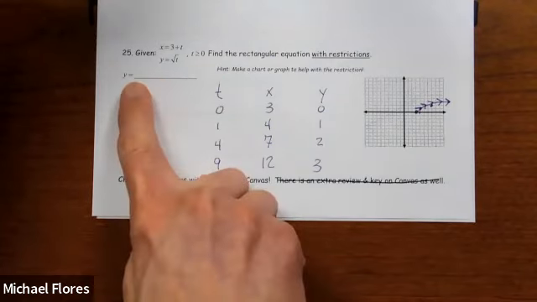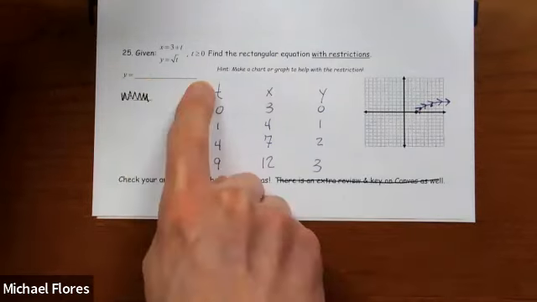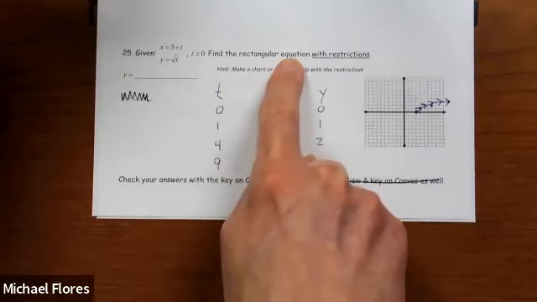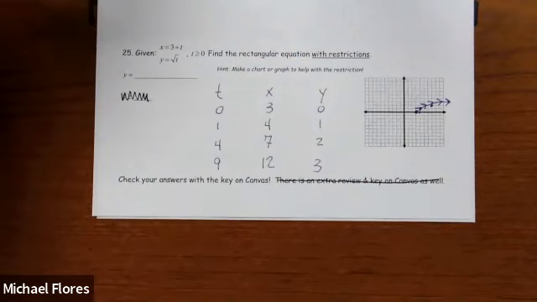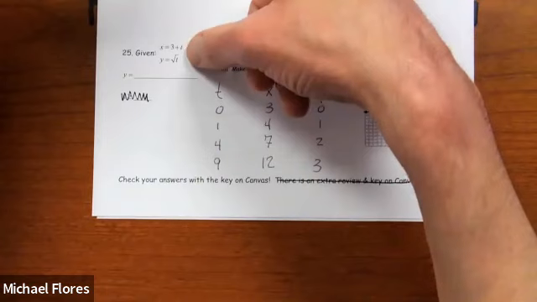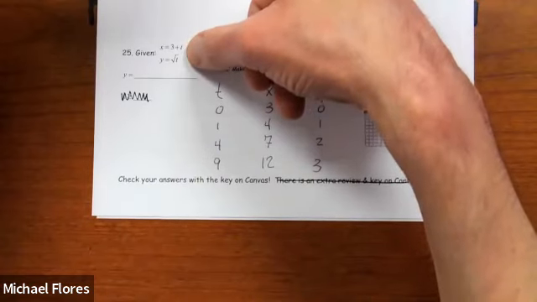Okay, now Y equals what? We have to figure out what the rectangular equation is that would produce this graph. Now, here's what you want to look for. We've been given 2 equations here: X equals 3 plus T, Y equals the square root of T.